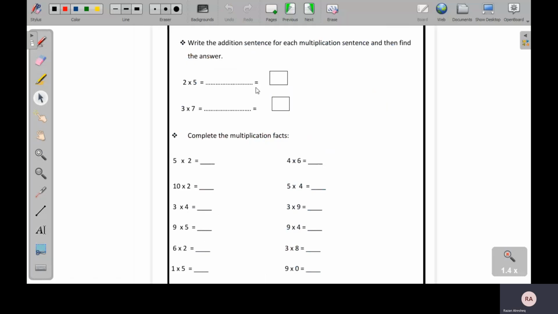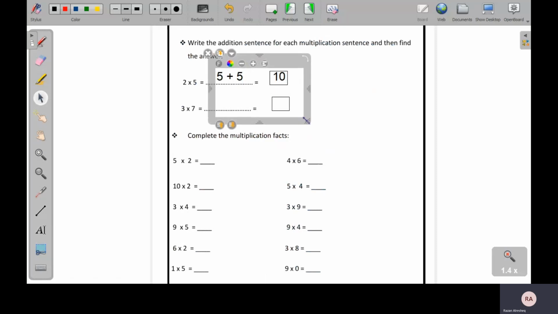Here on the top, it says, I want to write the addition sentence for each multiplication sentence and then find the answer. So here, guys, we want to do the opposite of what we just did. We have the multiplication sentence and I want the repeated addition. Now, remember the trick I told you about earlier? Here, I have 2 times 5, so that's 2 groups of 5. So that's going to give me 5 2 different times. Okay, guys? So 2 multiplied by 5, 5 plus 5 gives me 10.